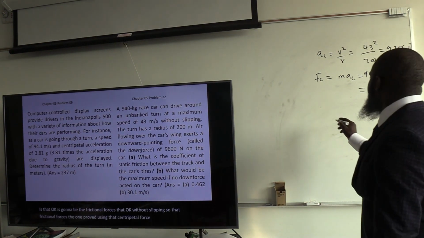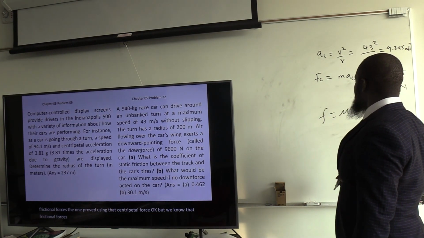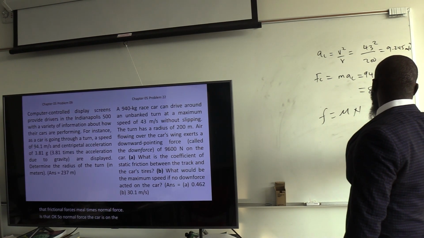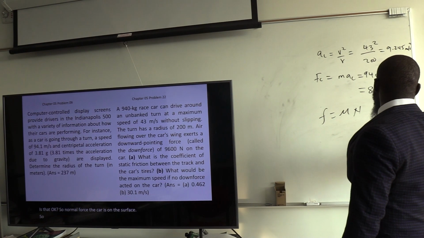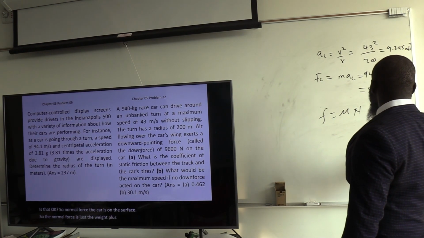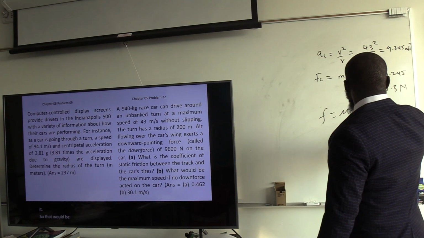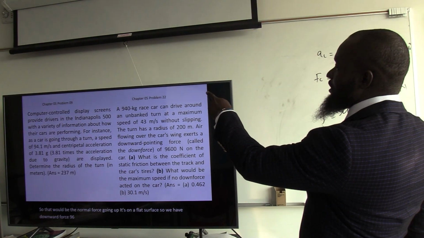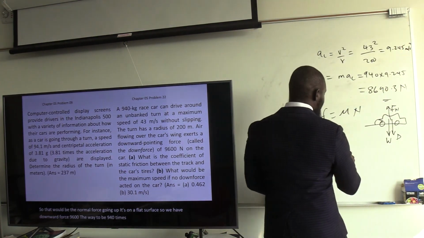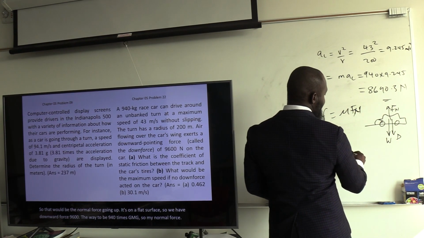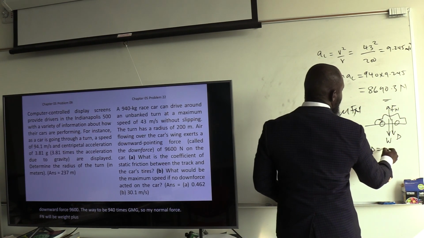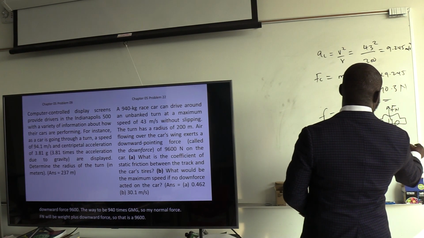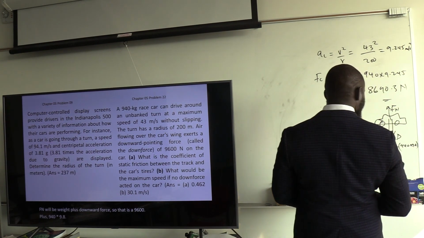Okay? But we know that frictional force is mu times normal force. Is that okay? So normal force, the car is on the surface. So the normal force is just the weight plus whatever downward force is acting on it. So that would be the normal force going up. Okay? It's on the flat surface. So we have downward force 9600. The weight will be 940 times g, mg. So my normal force, Fn, will be weight plus downward force. So that is 9600 plus 940 times 9.8, mg. Okay, that's for the weight.